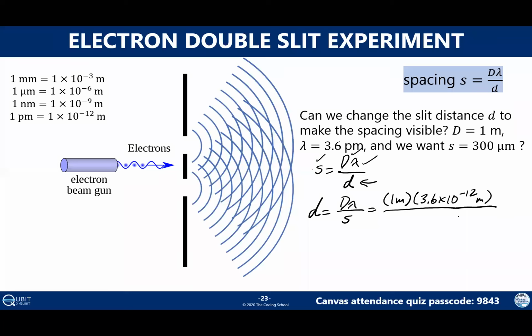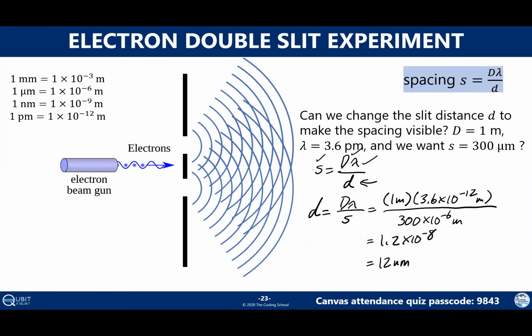Again, this part is not too interesting. The S that I'm going to use here is, again, the definition of the eye, which is 300 micrometers. Okay, and now if you plug this into your calculator, you will get 1.2 times 10 to the minus 8, which is 12 nanometers.